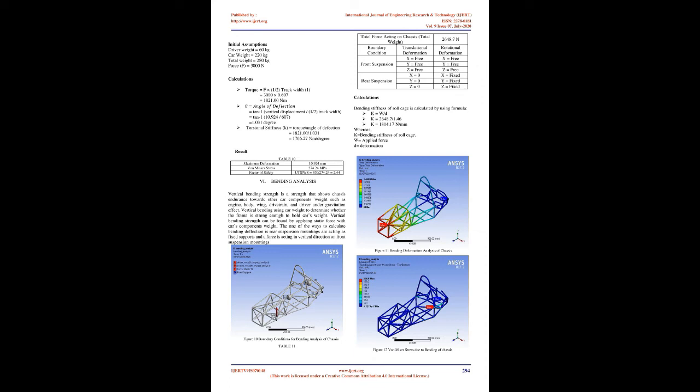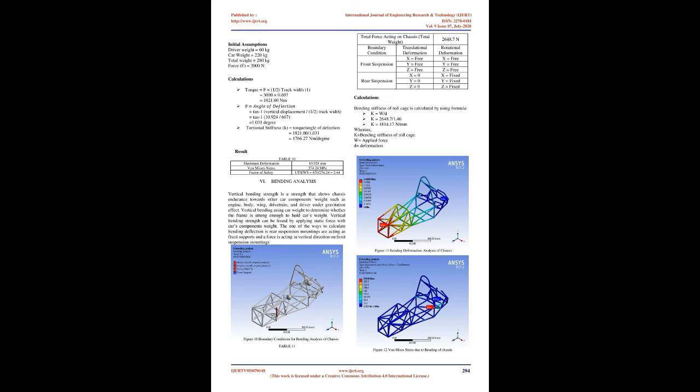6. Bending analysis. Vertical bending strength is a strength that shows chassis endurance towards other car components' weight such as engine, body, wing, drivetrain, and driver under gravitation effect. Vertical bending uses the car weight to determine whether the frame is strong enough to hold the car's weight. Vertical bending strength can be found by applying static force with the car's components' weight. One of the ways to calculate bending deflection is with the rear suspension mountings acting as fixed supports and a force acting in the vertical direction on the front suspension mountings.